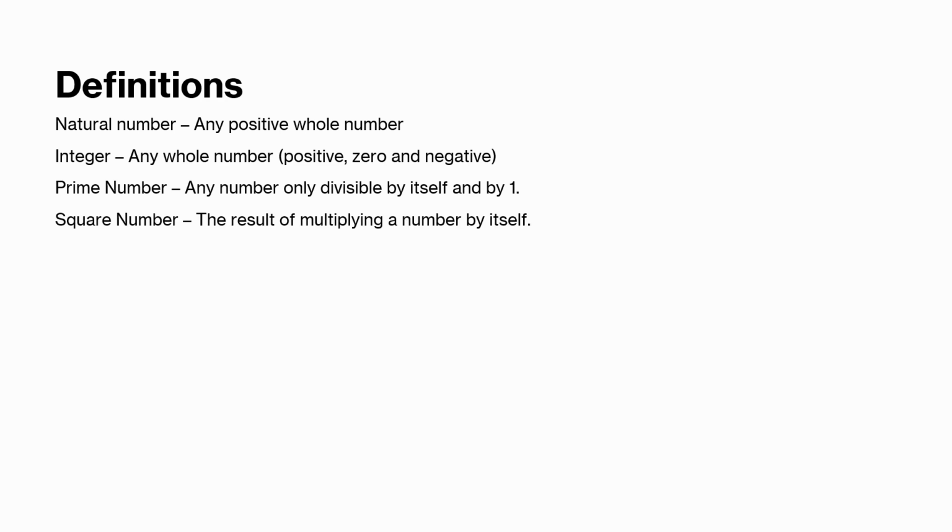Square numbers. Square numbers are the result of multiplying a number by itself. So 2 squared would be 2 multiplied by 2, which would give you 4. 3 squared would give you 9, and so on.